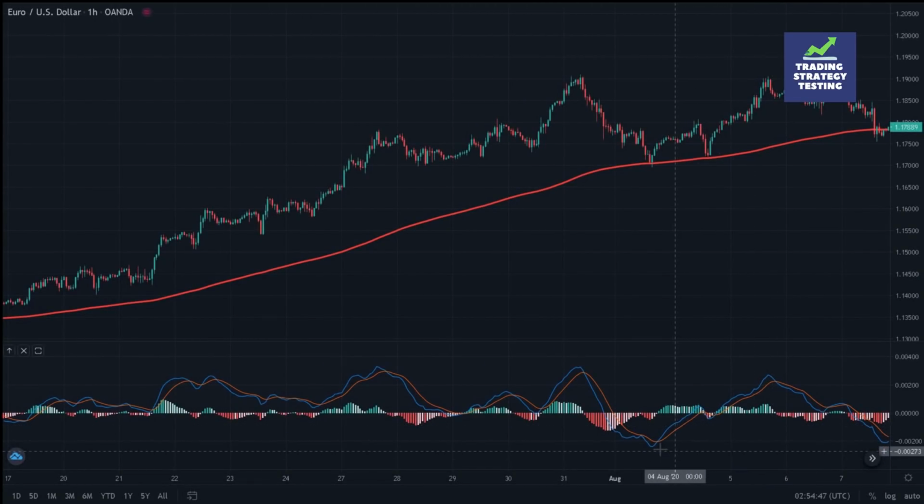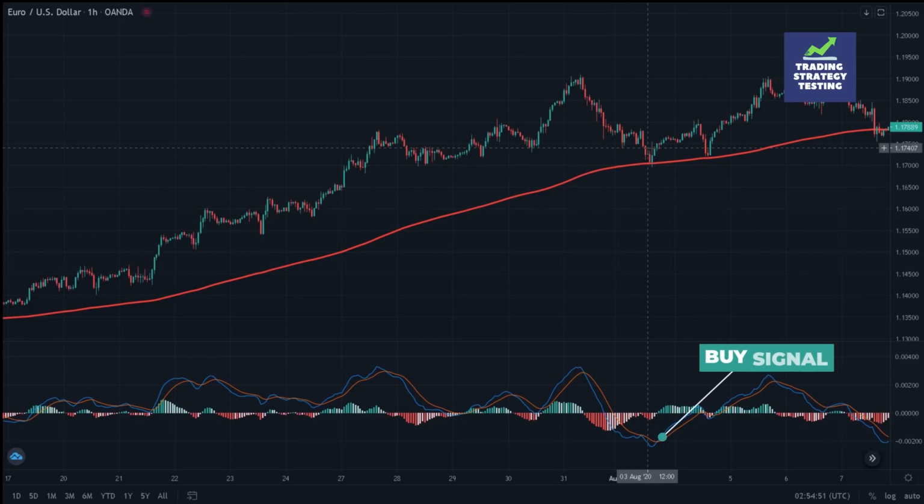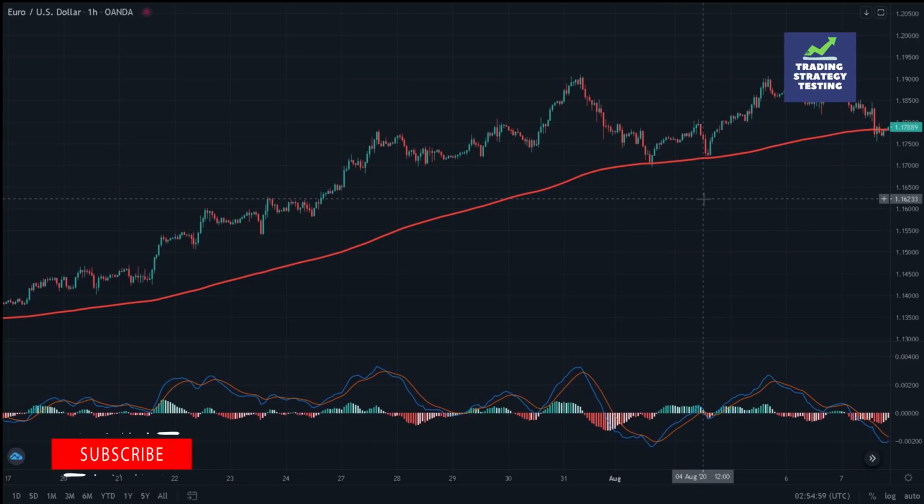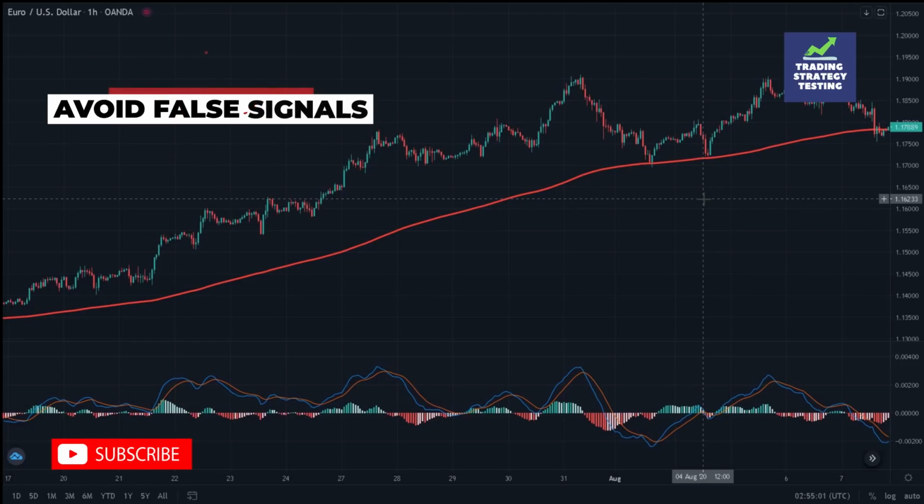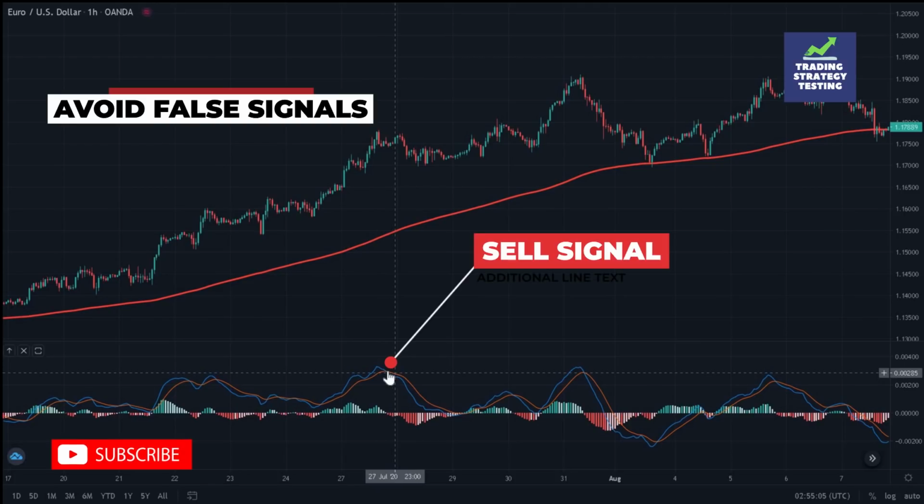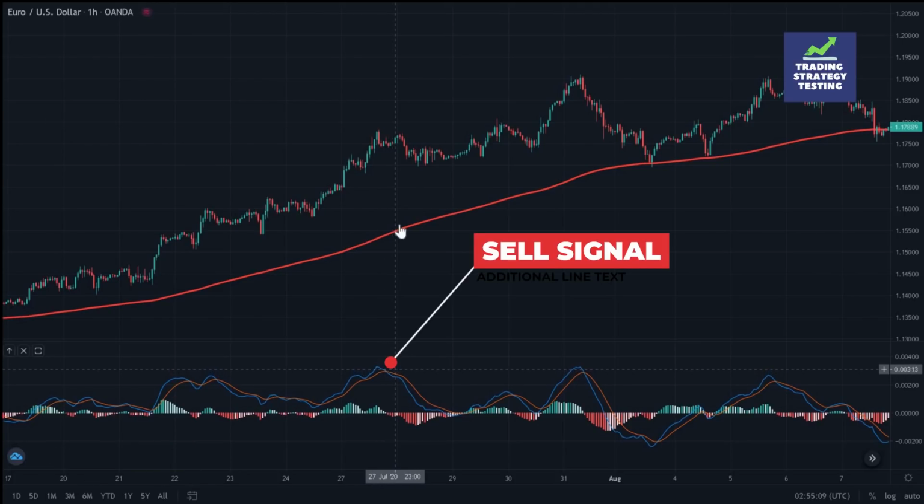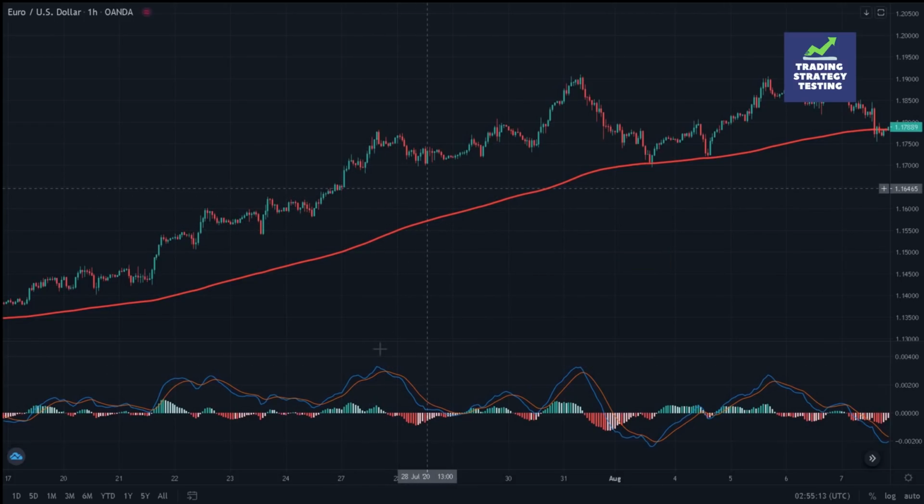Alright, let's look at some examples from the chart. We can see here that MACD is giving us a buy signal and the price is slightly above the 200 EMA. So if we go long here, it will be a successful trade. The best thing about this strategy is that it prevents us from taking false signals. We can see here, for example, that MACD is giving us a sell signal. However, the price is above the 200 EMA. So if we go short here, it will be against the trend and we will definitely lose a couple of pips.